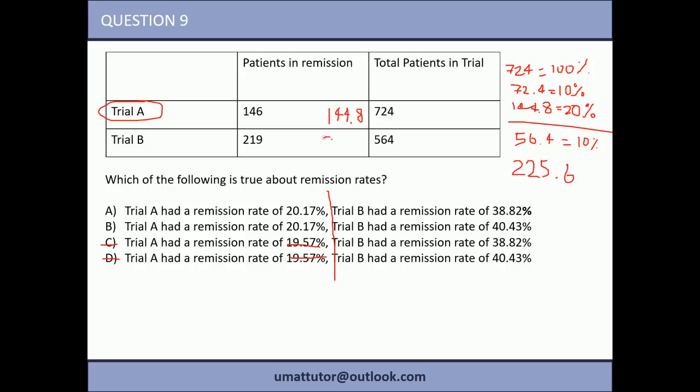Now, if that's our number for 40%, then have a look at our real number, which is 219. So that's a little bit below our 40% mark, which means that the remission rate will be a bit below 40%. So therefore, out of our remaining options, which are A or B, the answer is going to be this one here with the 38%. So that'll be A. And that's how you get to the answer here.